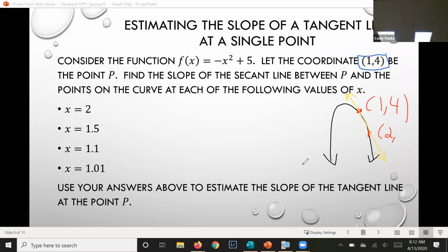All right, so using this first one with x equals 2, we need to find the slope between these two points. And if you recall, our slope formula is m equals y2 minus y1 over x2 minus x1.